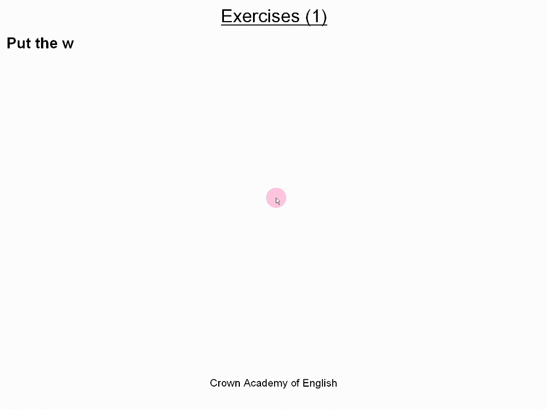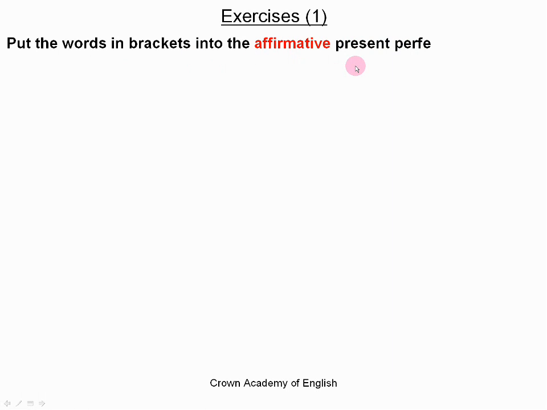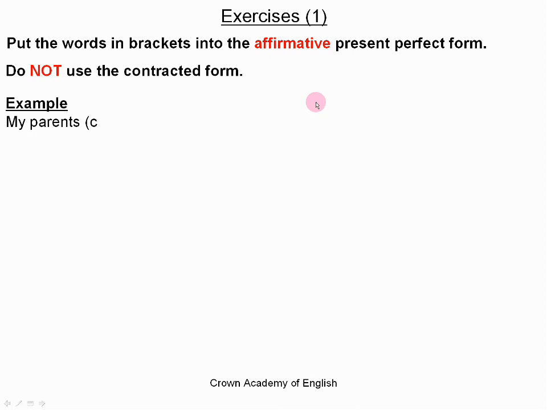Exercises. Put the words in brackets into the affirmative present perfect form, but do not use the contracted form. Example. So I want you to put the verb clean in the present perfect form. The answer is, my parents have cleaned the kitchen.